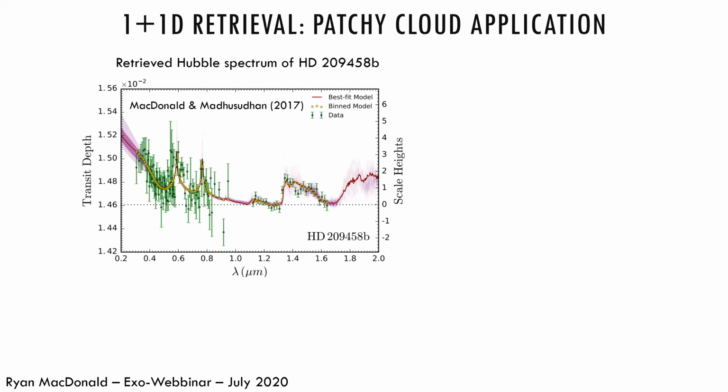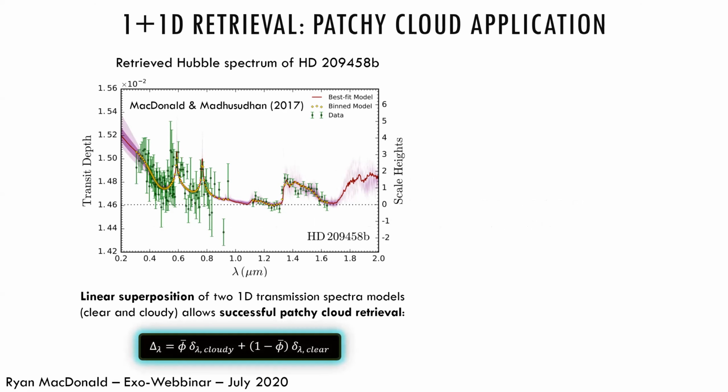So to give one example of the simplest thing that you can do, let's go back to the patchy cloud example that Maitland and Vivien Parmentier first talked about. If you explicitly include a patchy cloud model within your retrieval framework, just via a simple linear superposition of two one-dimensional models, a clear model and a cloudy model weighted by the cloud fraction.